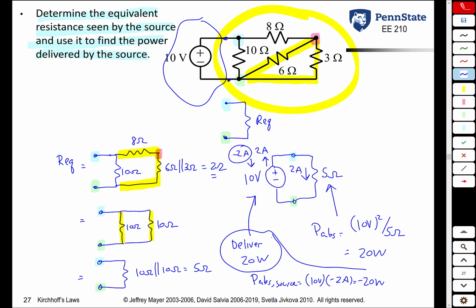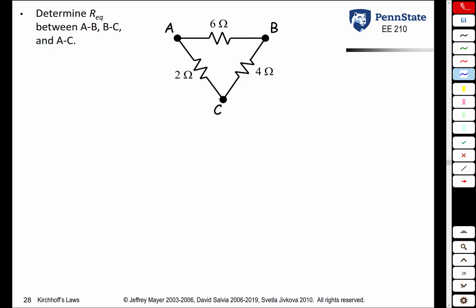It delivers or supplies 20 watts, which is absorbed by either the 5 ohm equivalent resistance or collectively between these 4 resistors. Let's look at another example.